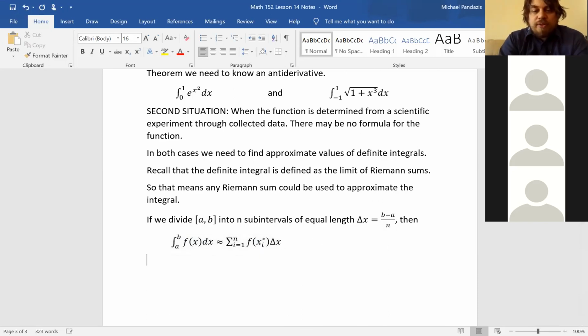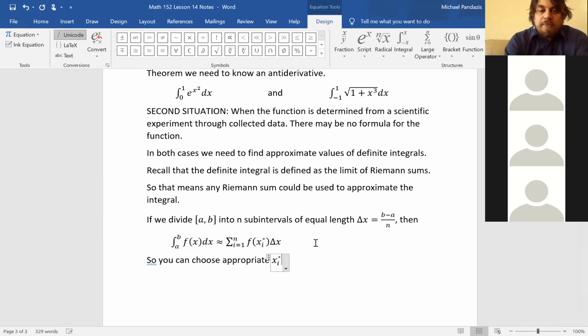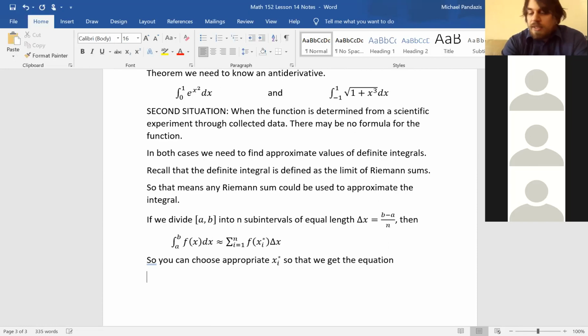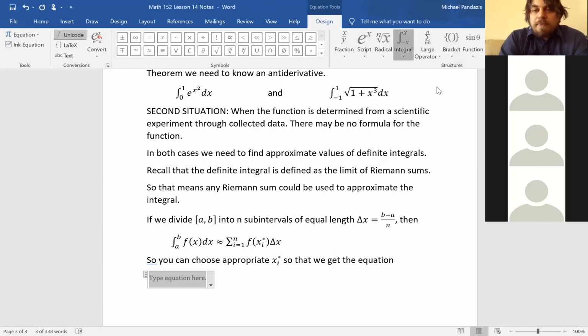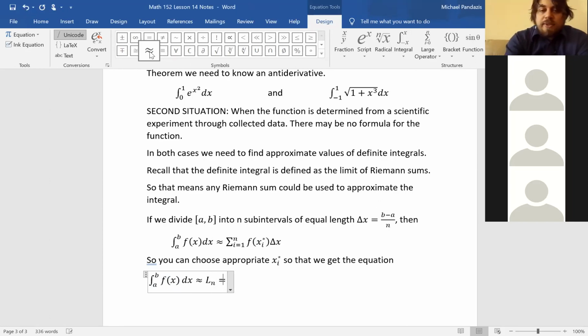Okay, so you can choose appropriate x sub i star so that we get the equation: the definite integral from a to b of f of x dx is approximately L sub n, which is equal to the sum from i equals 1 to n of f of x sub i minus 1 delta x.